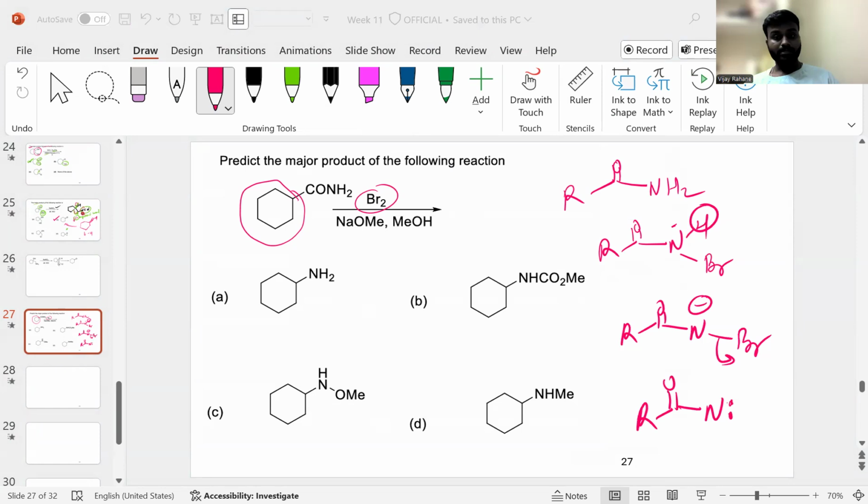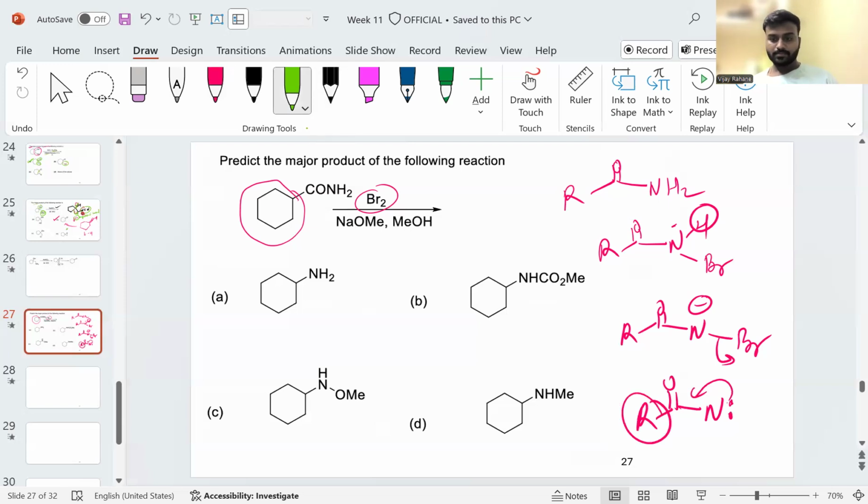And this entire group now migrates to the nitrogen. When this lone pair is involved here, the entire R group is migrated here. So it leads to the formation of O double bond C double bond N with the R group on nitrogen, which further leads to the formation of the product. So what do we have in the reaction? We have the solvent methanol.